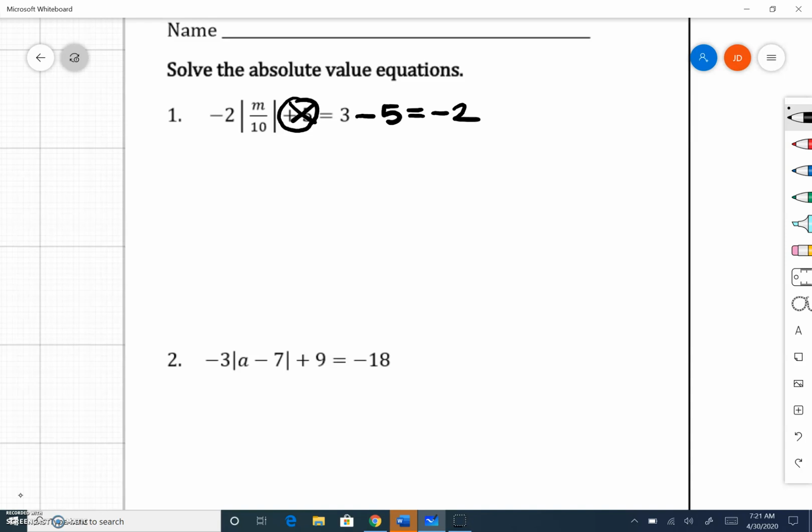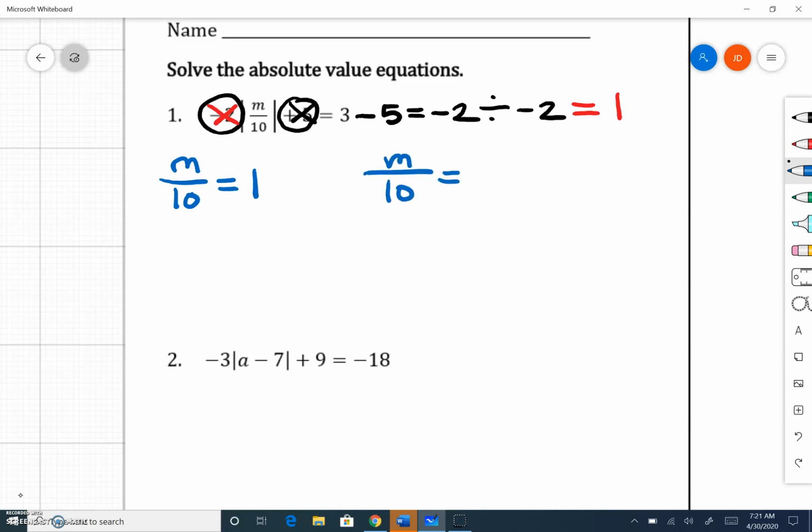That's gone. When you have a number before, you're going to divide by that number. Don't change the number when you divide. That gives me 1. That's gone. Now I can set up my 2 problems. So I have m over 10 equals 1. M over 10 equals negative 1.